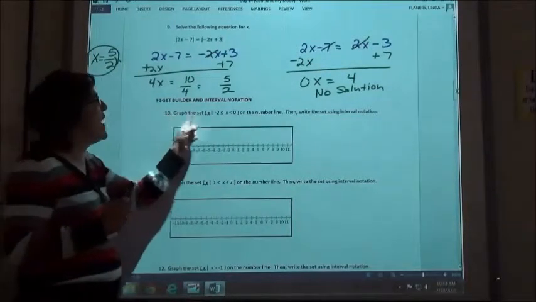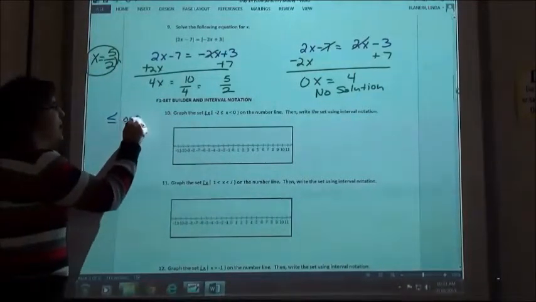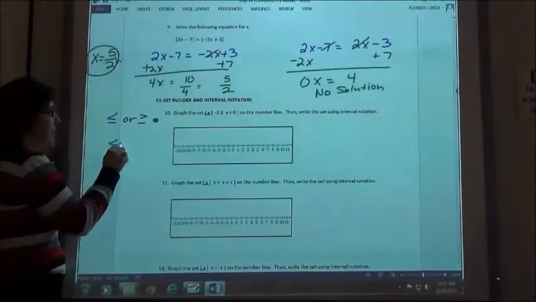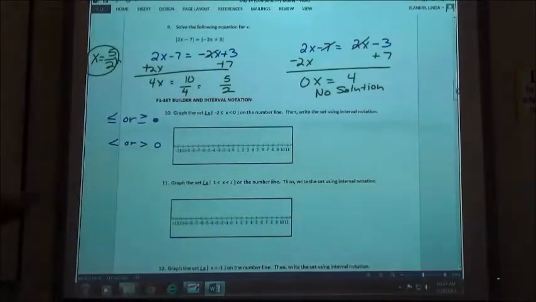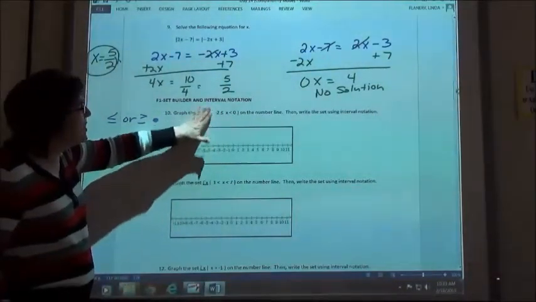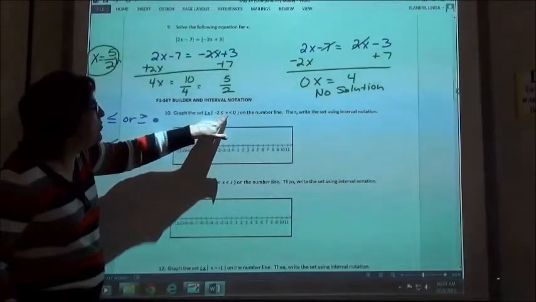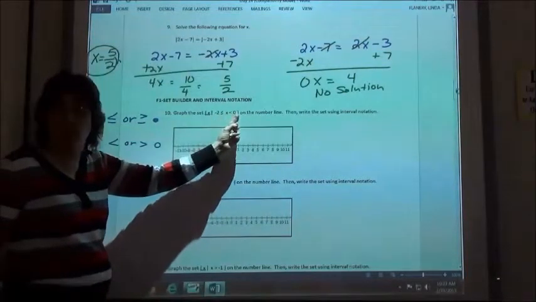So the first thing they're going to have you do is graph this. If it has the equal to bar underneath, we use the filled in dot on our number. If it doesn't have the equal to bar underneath, we use the open circle. So, this is read x such that, and this is the rule for x. Negative 2 is less than or equal to x, which is less than 0. In other words, the x is between these two numbers.